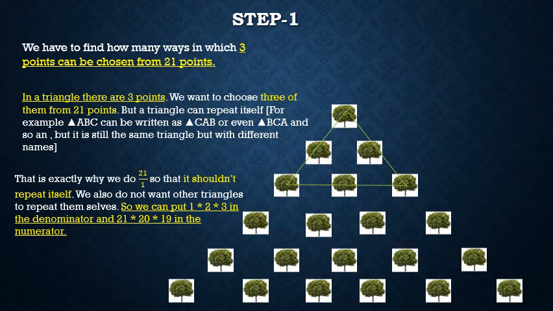We also do not want the other triangles to repeat themselves. So we can do 21 into 20 into 19 by 1 into 2 into 3, and that will give us 1330 ways in which triangles can be formed in this particular ground.